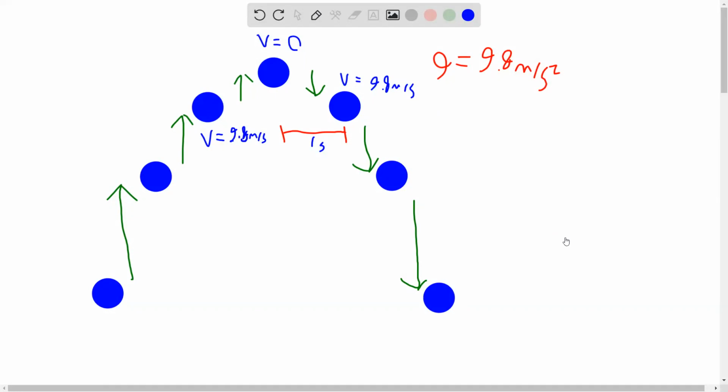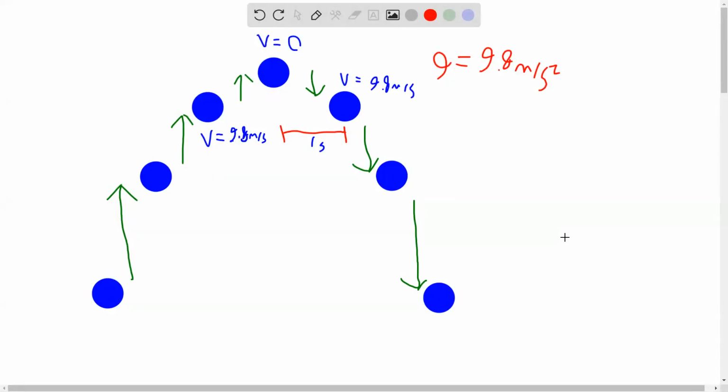And if we want to look at the intervals, every 1 second interval, the velocity will change by 9.8 meters per second. Will actually change downward by 9.8 meters per second. So you could say the velocity decreases if downward is your negative direction.